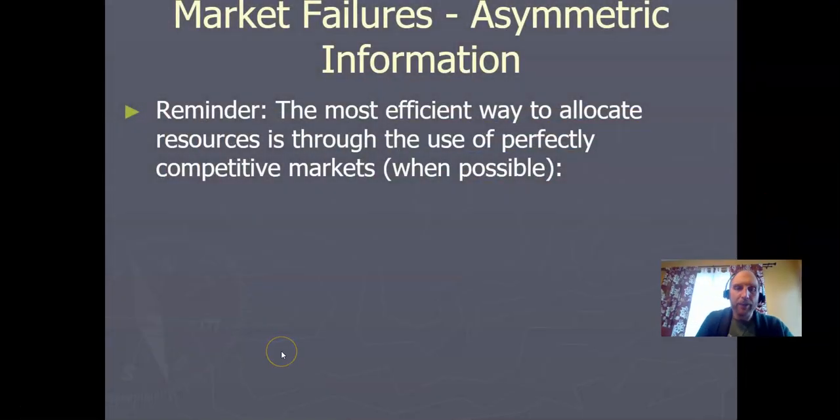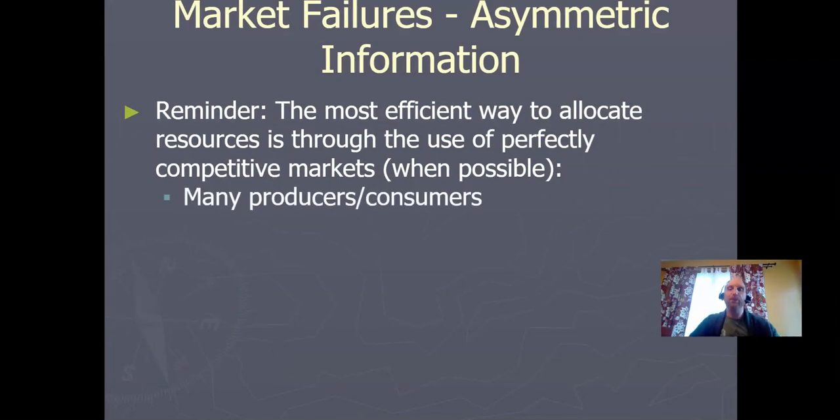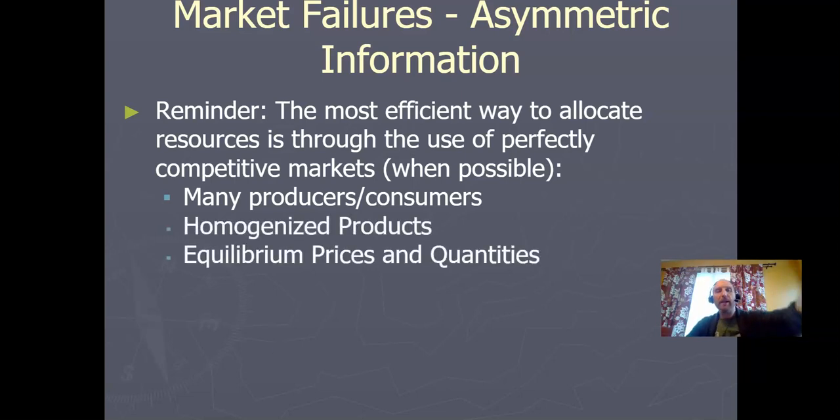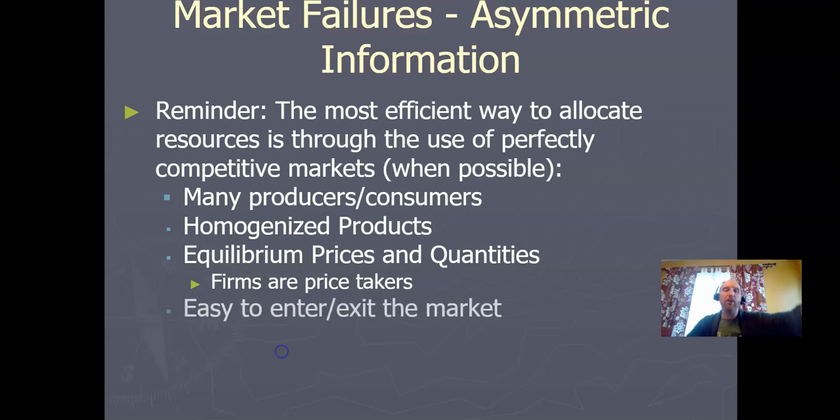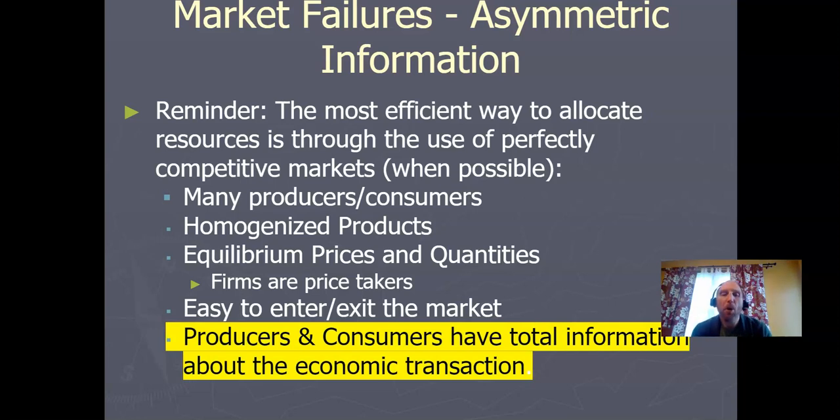And as a reminder, we believe in economics that when possible, the most efficient way to allocate resources is through perfectly competitive markets, where there are many producers, homogenized products, an equilibrium price, and firms are price takers. We've gone over that. It's easy to enter and exit the market. We've gone over that. Another huge key to a perfectly competitive market is that both consumers and producers have to have total information about the economic transaction.